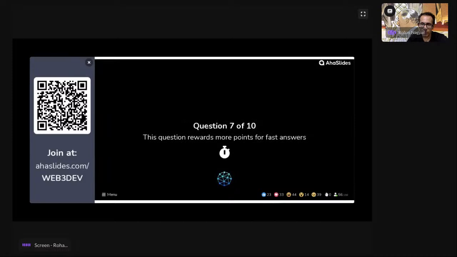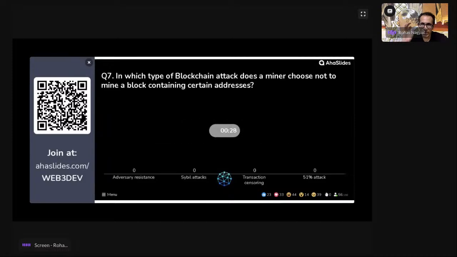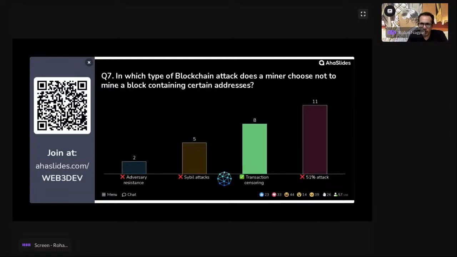Okay, we're going to question 7. So there are 4 to go. In which type of blockchain attack does a miner choose not to mine a block containing certain addresses? Is it an adversary resistance attack? Is it a Sybil attack? Is it a transaction censoring attack? Or is it a 51% attack? Little tough, but come on, we're at question 7, so we have to make it a little tougher. But I think if you think carefully, you'll be able to get the answer. So we're talking about which kind of attack is this? I hope most of you get that right.